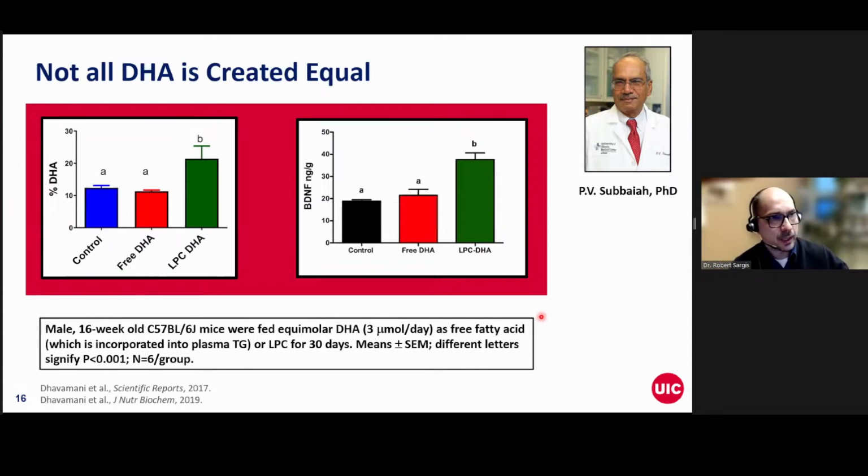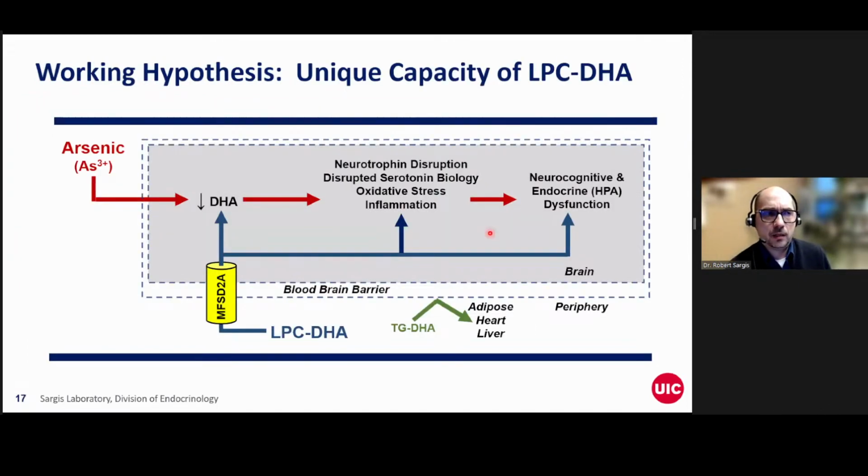And so Dr. Dhavamani did an outstanding job showing you all her data, looking at the Alzheimer's models. But this is just basically an important summary: in normal mice, supplementation with LPC DHA can enrich brain DHA levels, whereas free DHA does not, and this enrichment in brain DHA levels is associated with an increase in BDNF levels. So our interest was then in understanding whether this treatment could potentially be leveraged to address environmentally derived disruptions in neurocognitive function mediated by arsenic exposure.